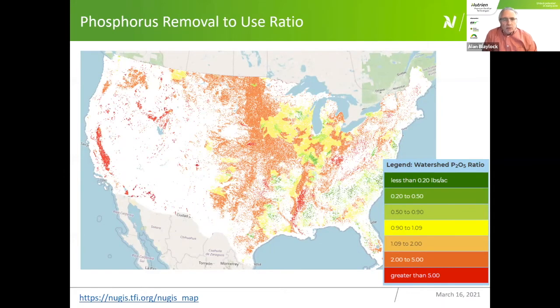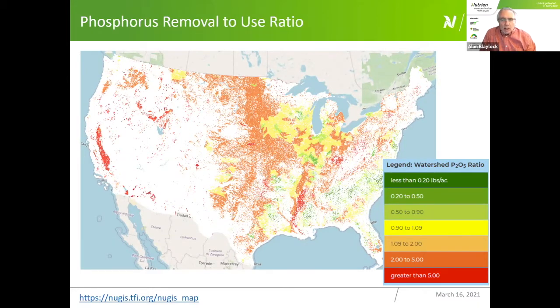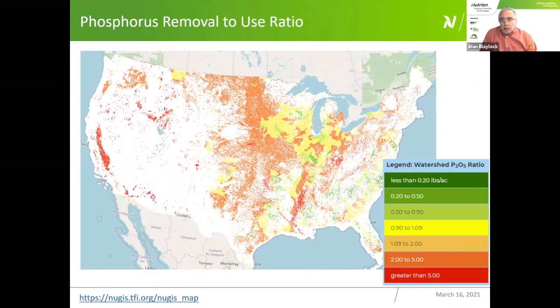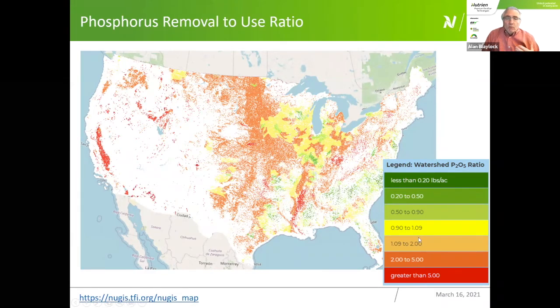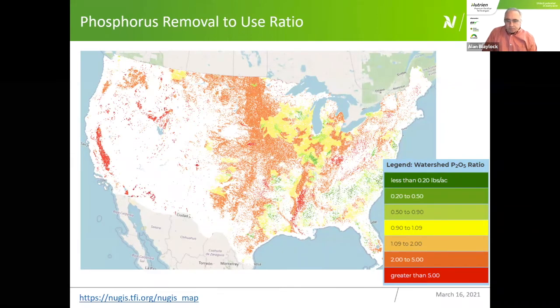Obviously, that's a variable number, but using those values and the commercial fertilizer sales data, we can draw some comparisons in removal to use. And so we can look at a map like this and say, okay, why might soil tests be declining in a particular area? And so we look at the Great Plains and we see that removal exceeds usage. So the ratio here is removal to use. A ratio of 1 means that removal is approximately equal to total nutrient applications.